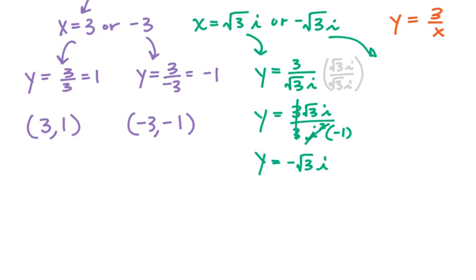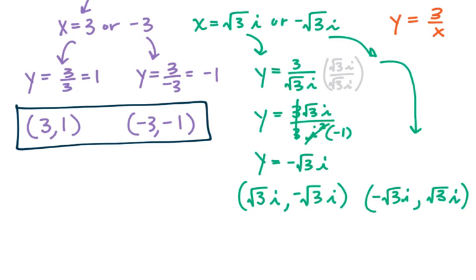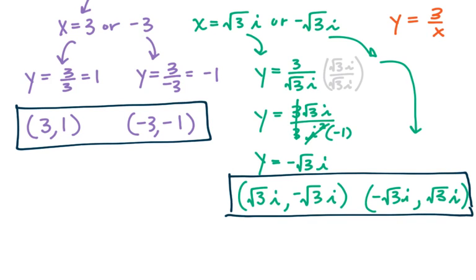So that gives me a third ordered pair. When x is positive root 3i, y is negative root 3i. And by a similar argument, if I use negative root 3i for x, I end up with positive root 3i. You see I have 2 real unique solutions as well as 2 complex unique solutions. And 2 plus 2, that's my 4 solutions. Let's look at one more example where we use the substitution method.